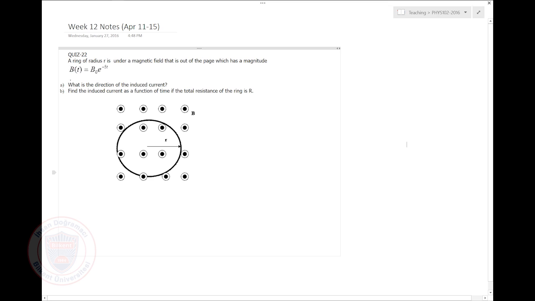Let's first figure out the direction of the induced current. Now, what was our rule? Well, it's not even a rule, it's called a law. What are we going to use to determine the direction of the current? Lenz's law, right?